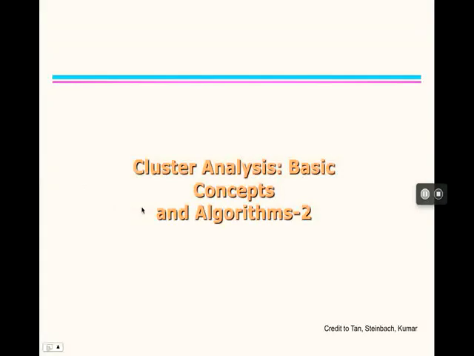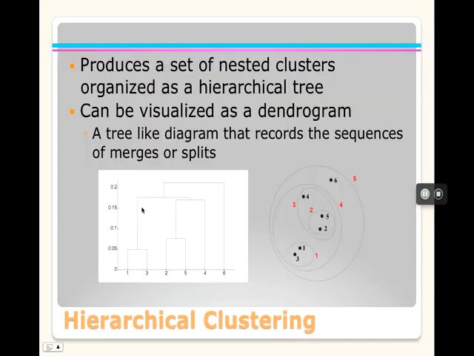Hello, this is a continuation of video number 1, cluster analysis. As we saw, k-means works very well on clustering, but it has some limitations, especially with the size of the clusters, which should all be equal. So we are looking at different techniques that might help us.